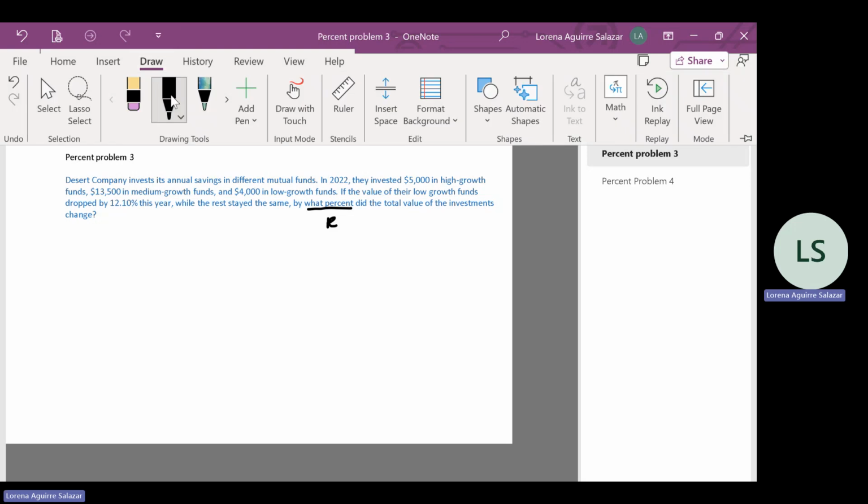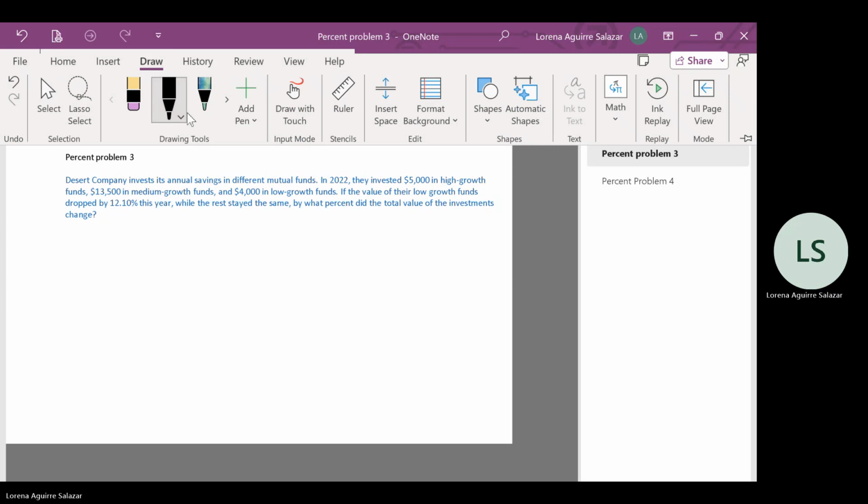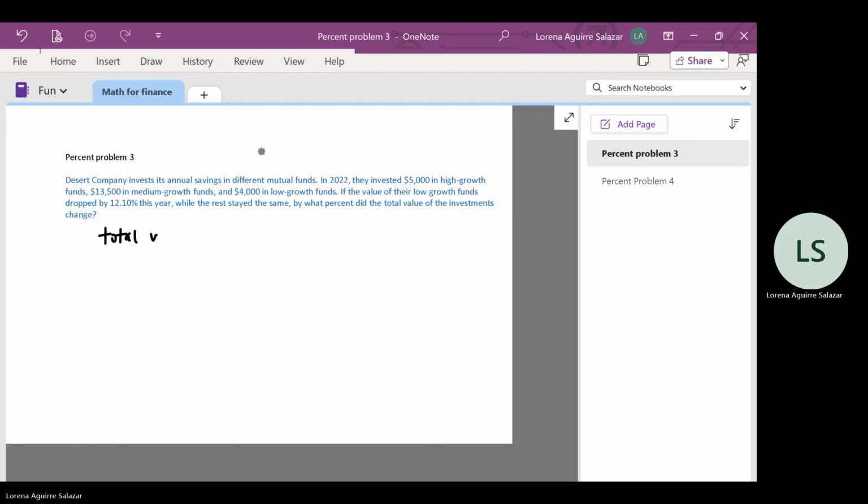So let's see, to work with this problem, we get to apply various formulas. Because we're working with the total value of investments in different years, we need to find that total value of investments for 2022 and 2023. So the total value of investments needs to be computed. That total value of investments for 2022 comes from adding the numbers they gave us.